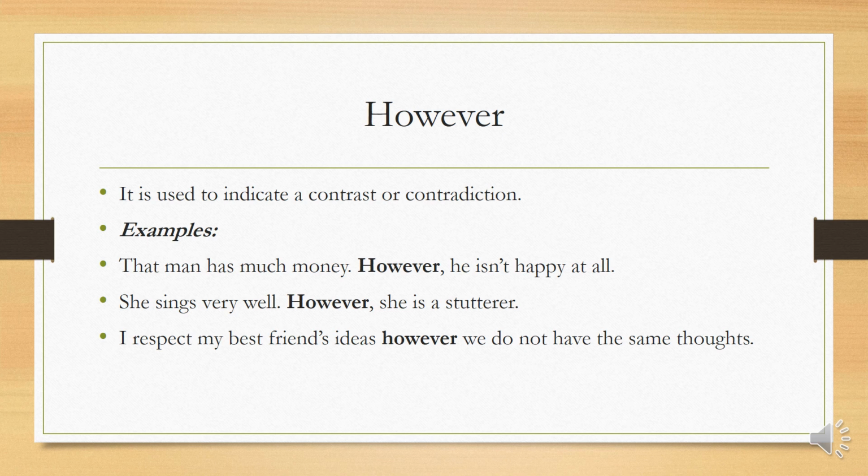Or, she sings very well. However, she is a stutterer. I respect my best friend's ideas, however, we don't have the same thoughts. So I think that the contrast or contradiction is very clear.